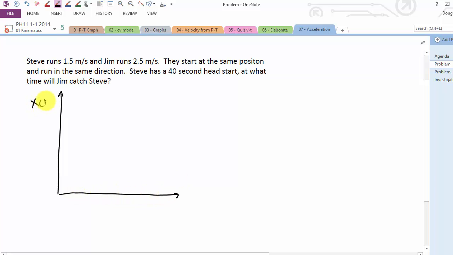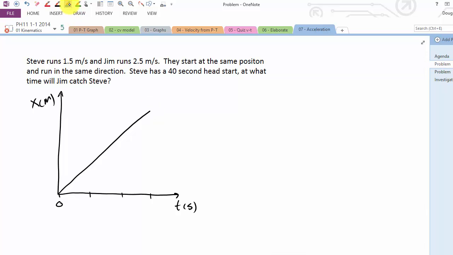So here's a position-time graph. Steve, it says he's going 1.5 meters per second. If we think of time in terms of clock reading, we can say that Steve starts at time 0 and goes at some speed like that. And then there is Jim. Steve is given a 40-second head start, so that means Jim starts after Steve. We'll call that 40.